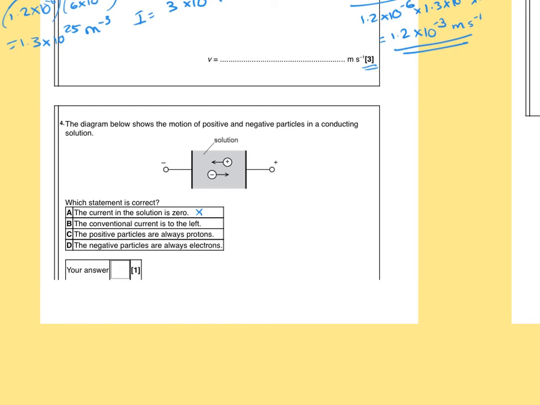The conventional current is to the left, meaning in this direction, which is correct, because you have from positive to negative. Let's double check the other ones either way. So the positive particles are always protons. That's not correct. They could have been simply positive ions, so charged atoms that are positively charged, that lost an electron or 2 or 3. And the negative particles are always electrons. Once again, not true, as you can have negatively charged atoms. So that will be B. Go to the next question.